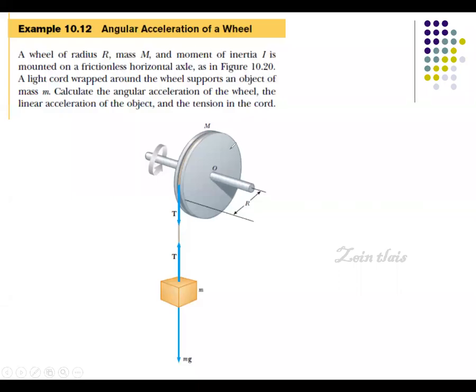Example 10.12. Here we have simply a pulley of mass m, of radius r, and of moment of inertia I. A light cord is wrapped around the pulley and attached to the mass m. I need to calculate the angular acceleration of the pulley, the linear acceleration of the mass m, and the tension of the cord. Let me explain some points before.